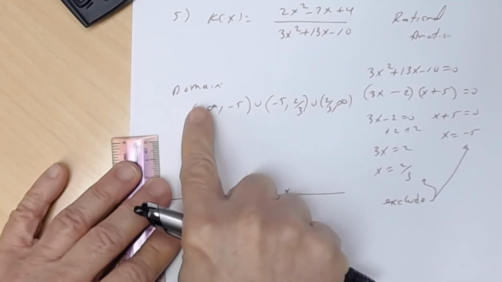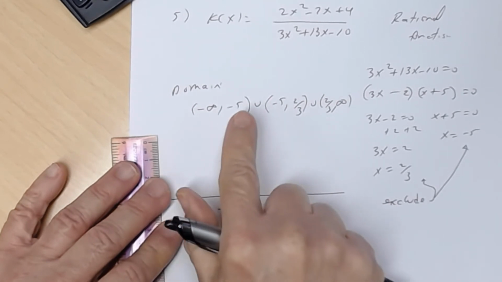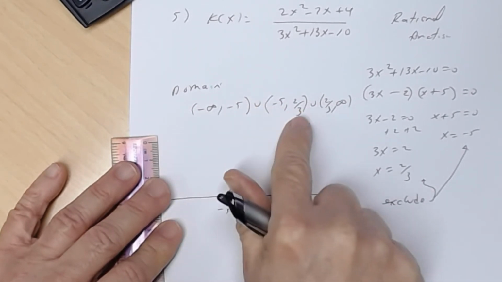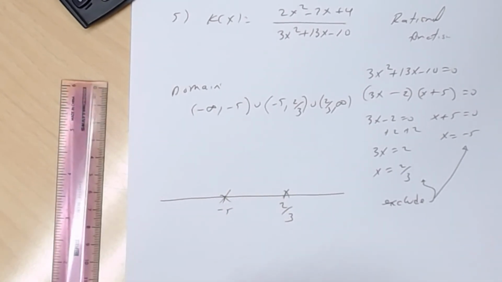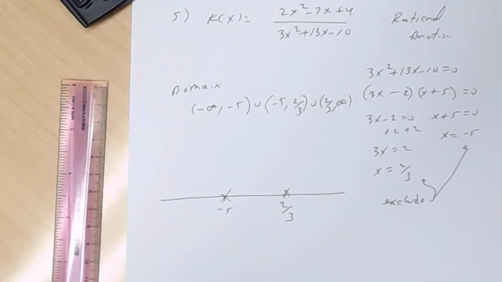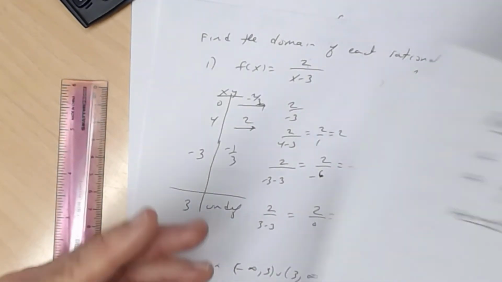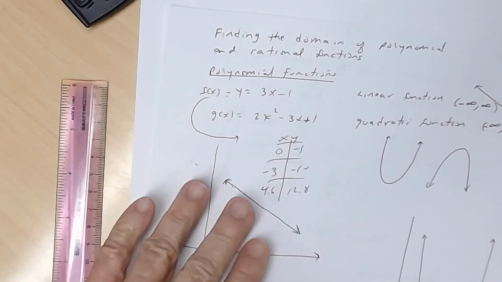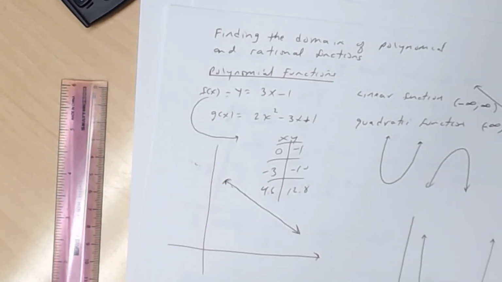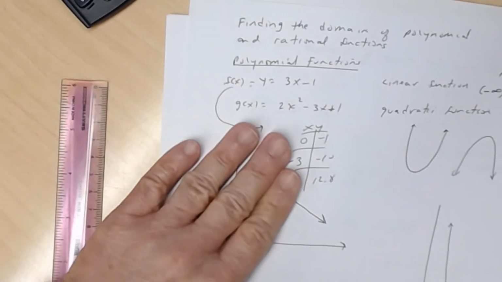So that means the domain would be all real numbers except what two numbers can't I use? Negative 5 and 2/3. Okay, so that should take care of this lesson. Now remember, all we did in this lesson was find the domain of polynomial functions. We know the domain of all polynomial functions is going to be all real numbers. Okay, and then we found the domain of a rational function.